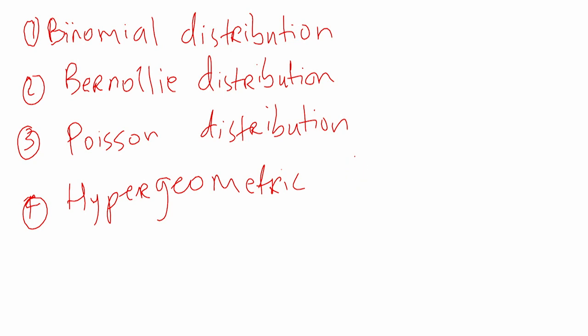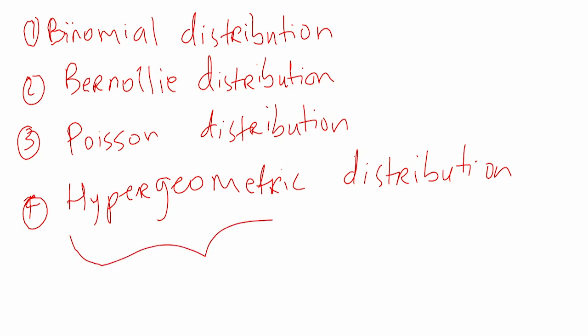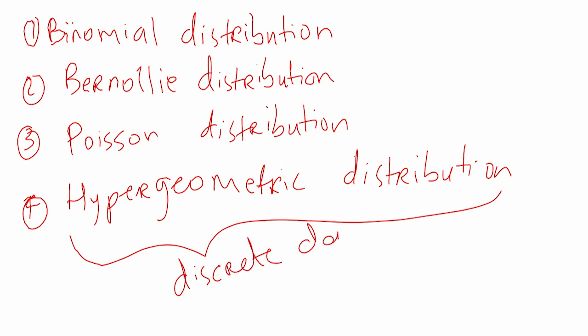Okay, distribution, right? Okay, now all these distributions are of discrete data. All these guys are of discrete data. These are distributions of discrete data. So let's talk about binomial distribution.